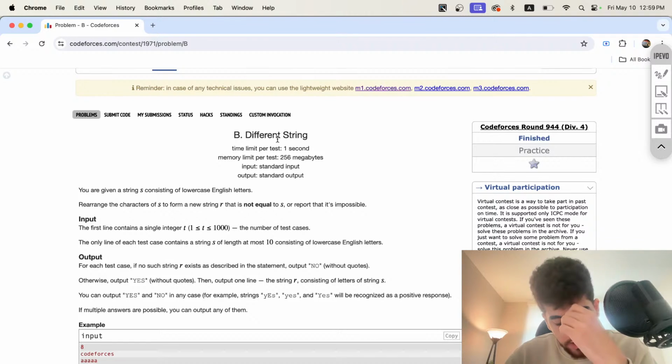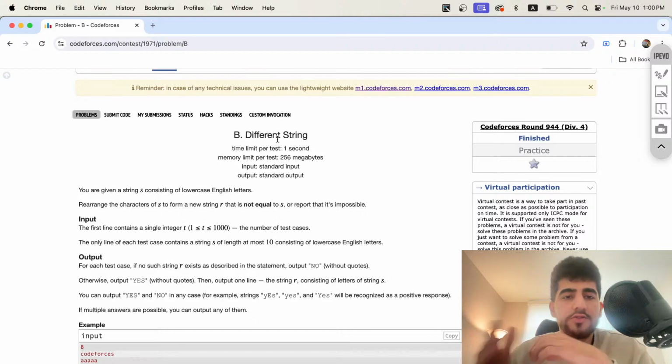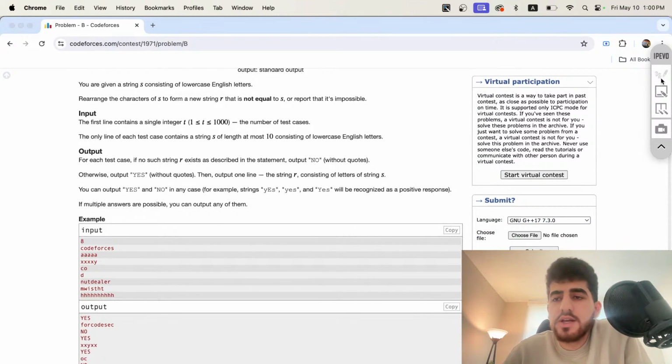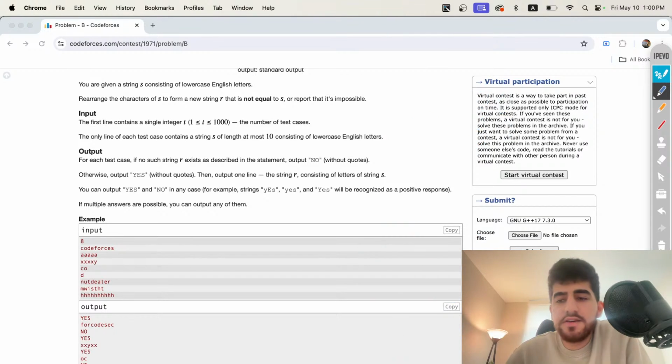Different string. We move on problems one by one. We will reach F, but we have to move. I try to solve the first problems very fast so that we can get there sooner. So the second one: you are given a string S consisting of lowercase English letters. Rearrange the characters of S to form a new string R that is not equal to S, or report that it's impossible. Well, first of all, it's impossible if and only if all the characters are the same.